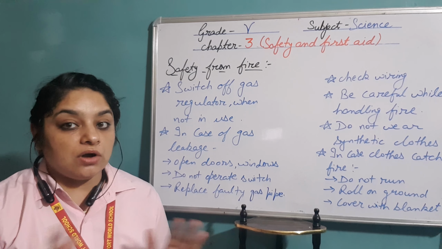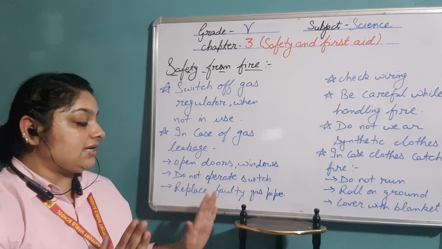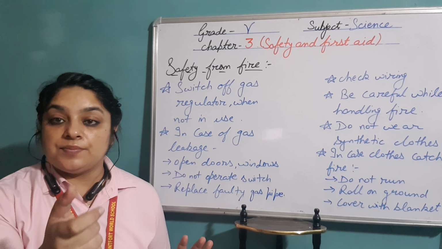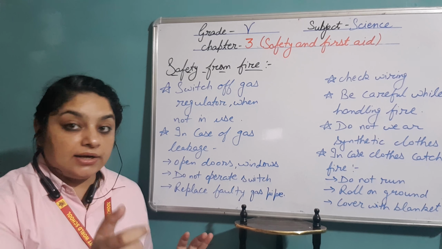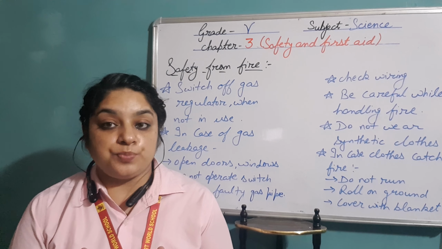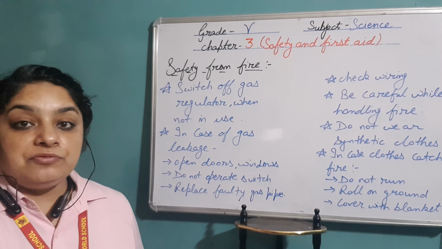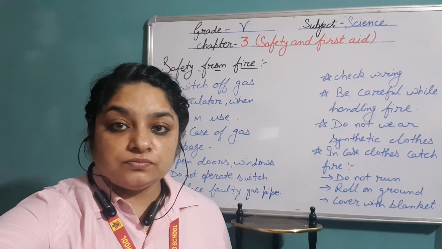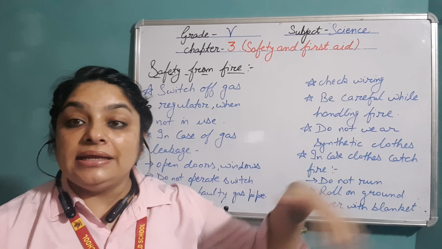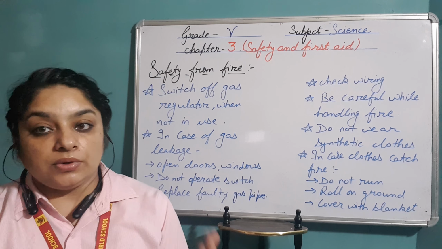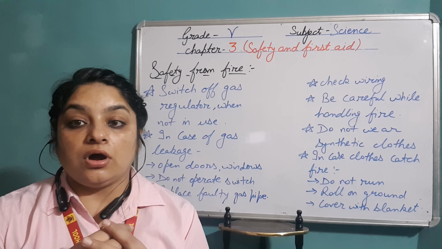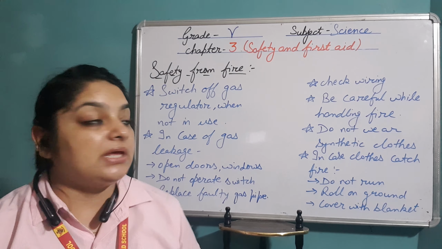So we should not operate any electrical switch first. Switch off the main supply and the gas regulator, turn it off, and replace the faulty gas pipe immediately. After this, what else can we do? We should check the wiring and electrical appliances regularly. If there is any wire which is broken or torn or has a crack in it, we should replace it.